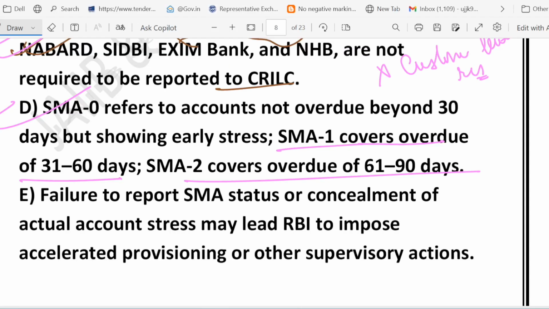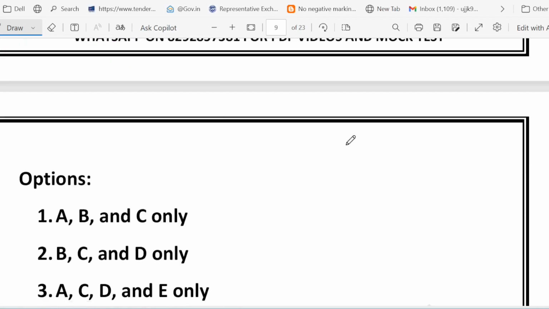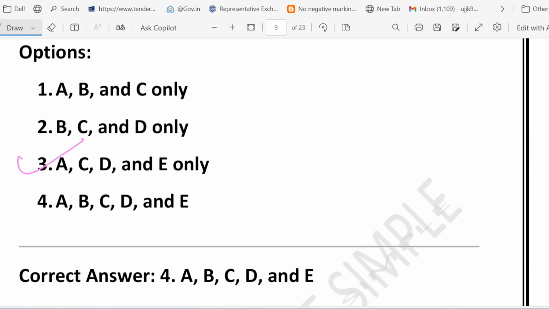What about E? E says that failure to report SMA status or concealment of actual account stress may lead RBI to impose accelerated provisioning. Yes, that is also true. You see the condition for imposing accelerated provisioning. RBI is very strict. If a bank tries to hide a stress account or make its books look good, RBI can force higher provisioning or other penalty. So we can see that all the options, A, B, C, D and E, are correct.